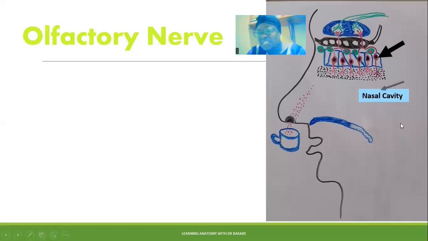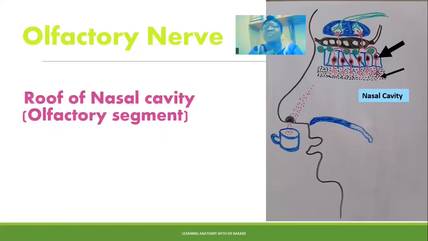So if you look at this region that is also arrowed here in black, this is where we have the origin of the olfactory nerve. So it is safe for us to say that the olfactory nerve begins from the roof of the nasal cavity. So if it begins from here, it will be directed into the cranial cavity up here, where further progression will occur.